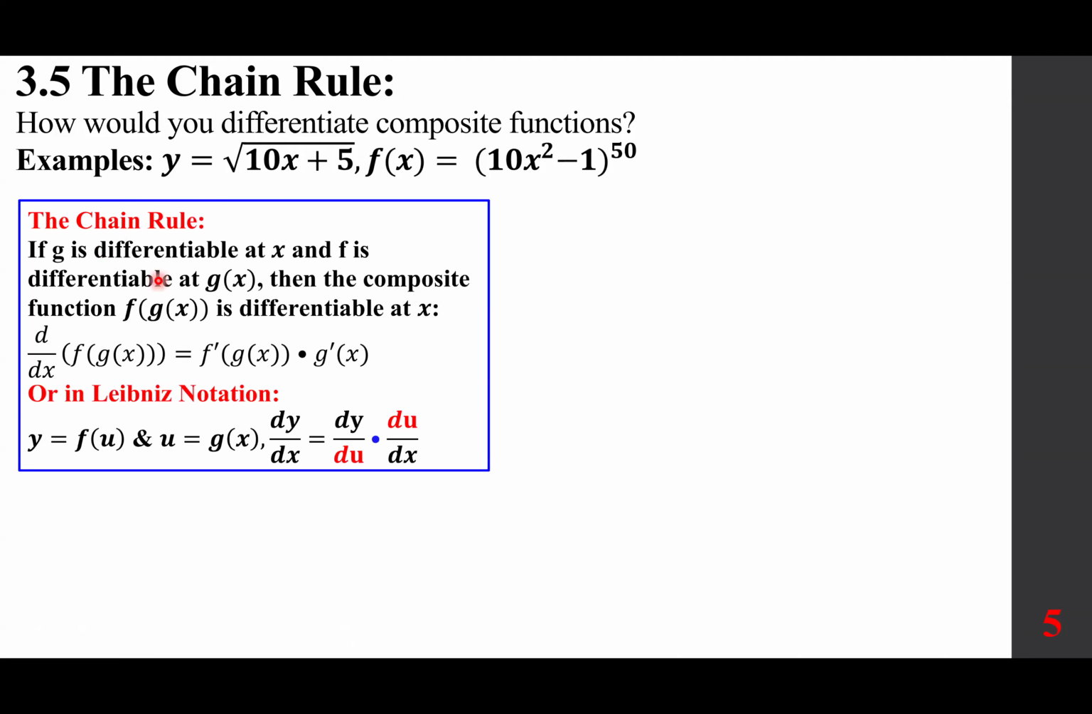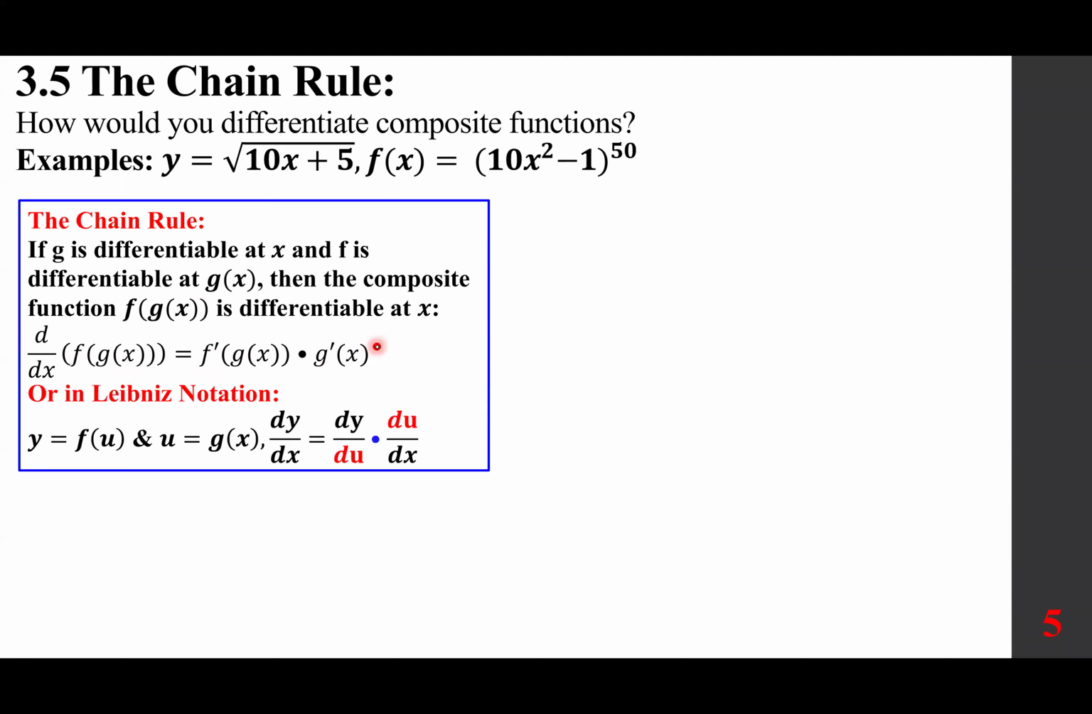The chain rule: if g is differentiable at x and f is differentiable at g of x, then the composite function f of g of x is differentiable at x. So d/dx of f of g of x is f prime of g of x times g prime of x. Meaning, if you want to differentiate the composite function, first you differentiate the outer function, f prime, evaluated at the inner function g of x, times g prime of x. This is the one that actually makes it a chain rule.